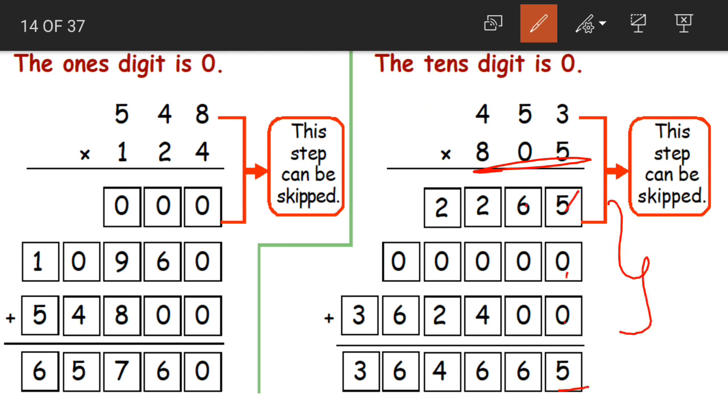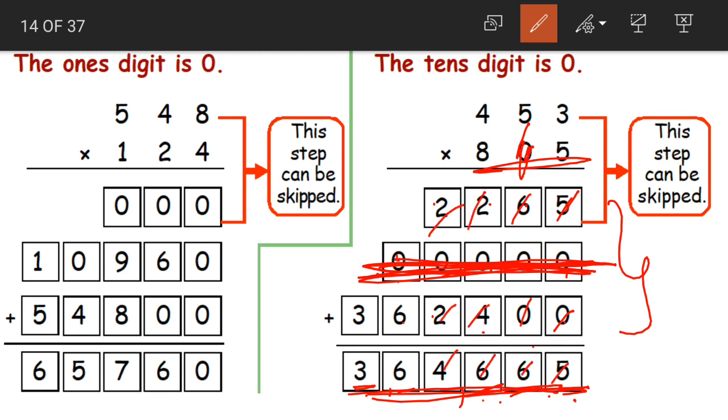5 plus 0 is 5, 6 plus 0 is 6, 2 plus 0 is 2, 2 plus 4 is 6, again here 4, 0 plus 6 is 6 and then 3. 3,64,665 is our answer. Now what happens if we skip multiplying with 0? Okay, I am just striking it off. What happens if we skip multiplying with 0? Will there be any change in the partial product? 5 plus 0 is 5, 6, again here also 6, 4, 6 and 3. We got the same answer.